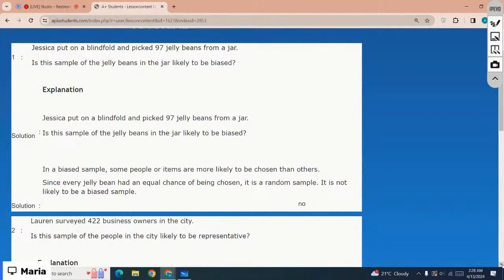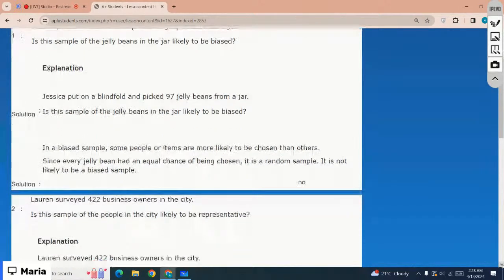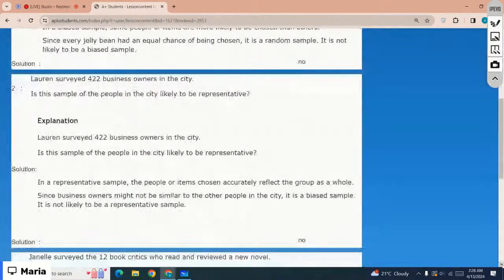Okay, the next one is Lawrence surveyed 422 business owners in the city, right? Is this sample of the people in the city likely to be representative? In a representative sample, the people or items chosen accurately represent the group as a whole. Since business owners are not similar to the other people in the city, that is a biased sample. It is not likely to be a representative sample.